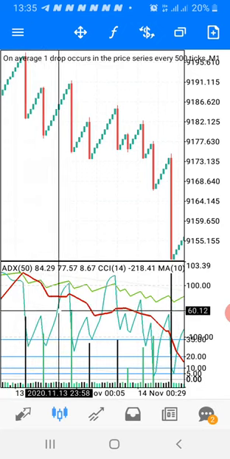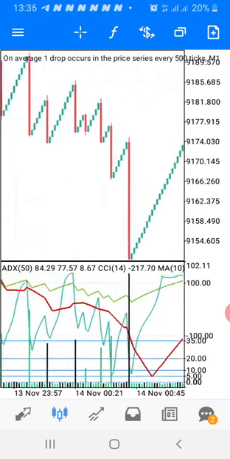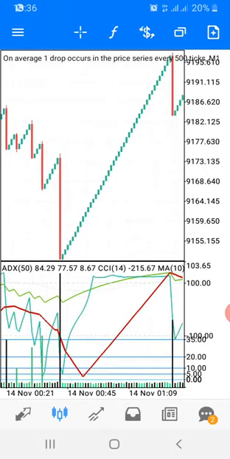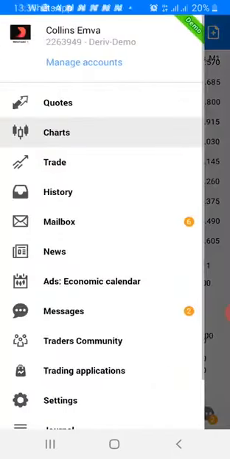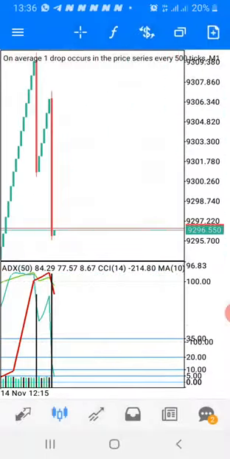You see how it works, right? So when you see a red candle, a black candle, you can expect a spike. So that's how it works. This is how we make money.